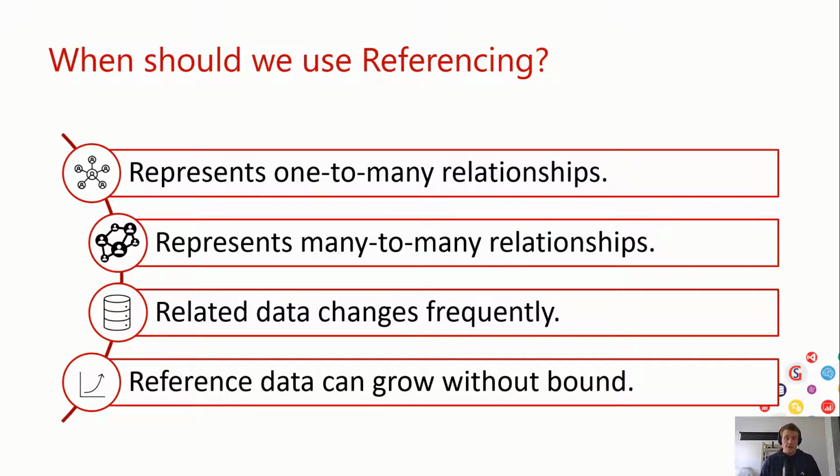If our reference data grows without bound, meaning that the reference data has an unlimited size, then referencing this data is a very good approach to take. And of course, thanks to the schema-agnostic nature of Azure Cosmos DB, we aren't limited to choosing one approach. So we can use a hybrid of both embedding and referencing, depending on the nature of our data.